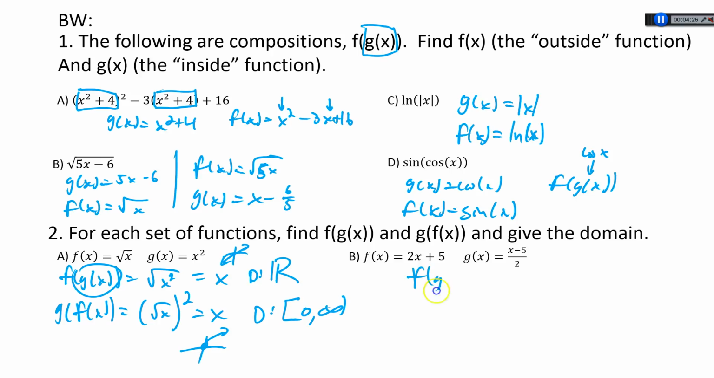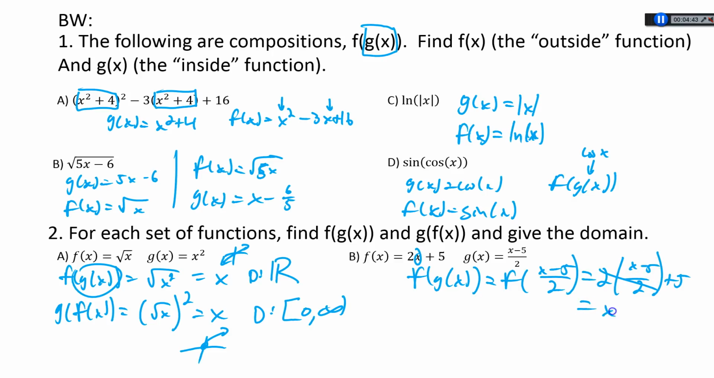So if we do f of g of x, that's going to be f of (x minus 5) over 2. So we'll take that (x minus 5) over 2 and replace that little tiny x with it. So we'd have 2 times (x minus 5) over 2, plus 5. Looks like those 2's cancel. And then we have x minus 5 plus 5. Those cancel too, so we have x. Noticing a theme here. Let's try g of f of x.